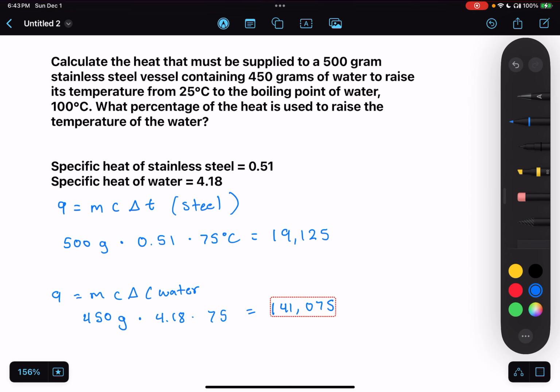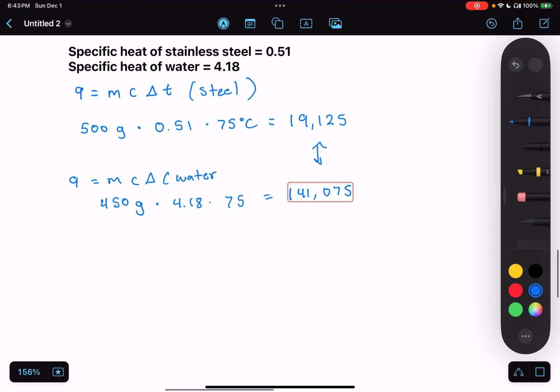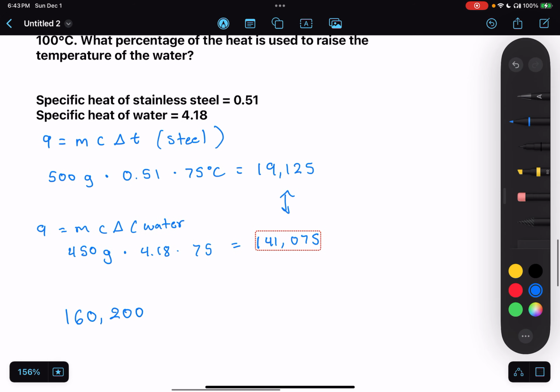141,075. Remember, we're adding these two because we have to raise the temperature of both the water and the stainless steel. So 141,075 plus 19,125. That's going to come out to 160,200. So that's how much heat we need to raise the temperature of stainless steel and water.